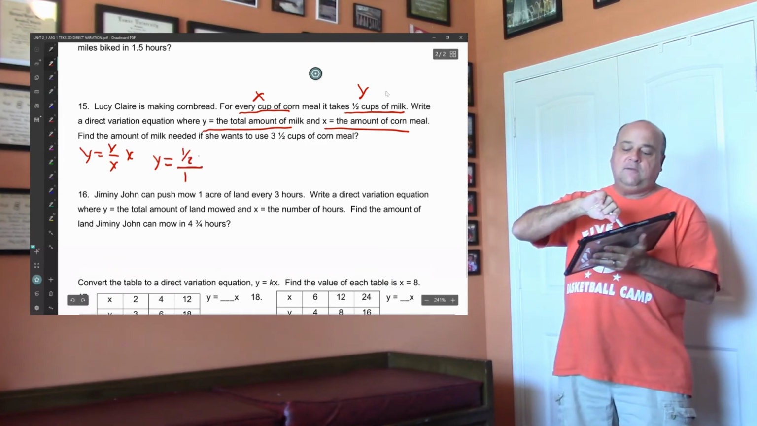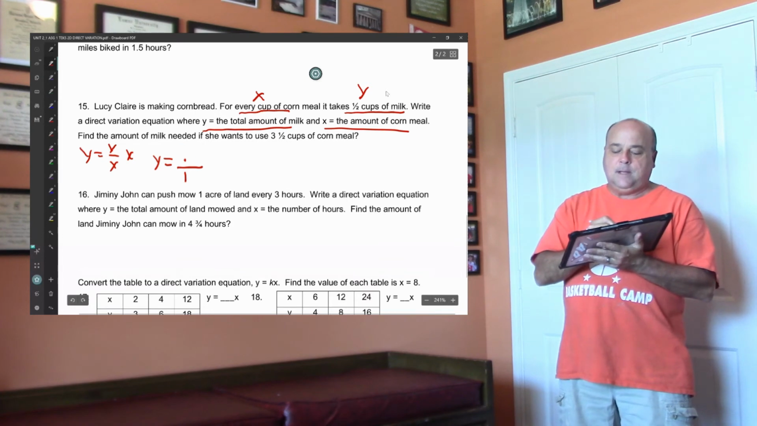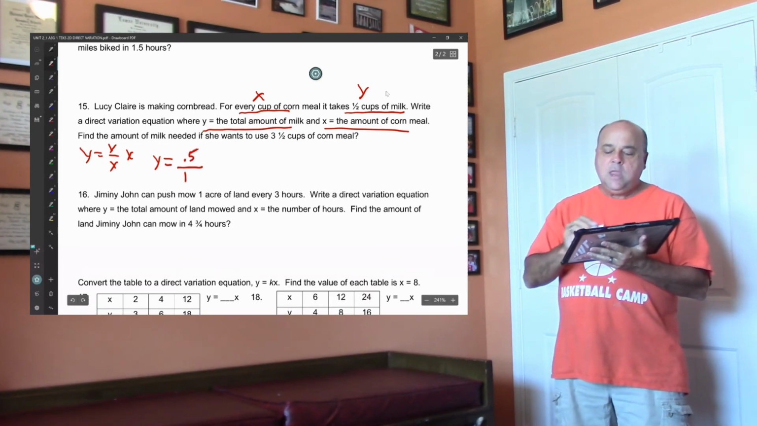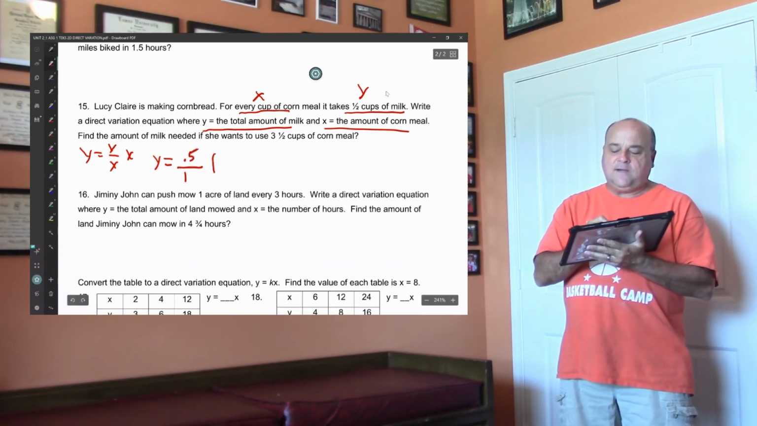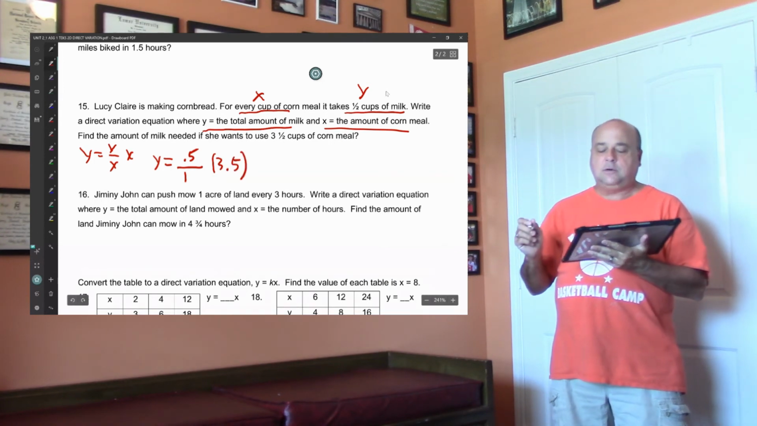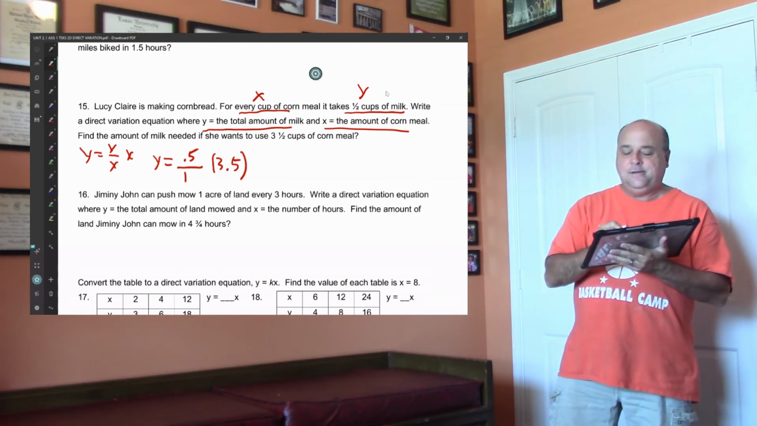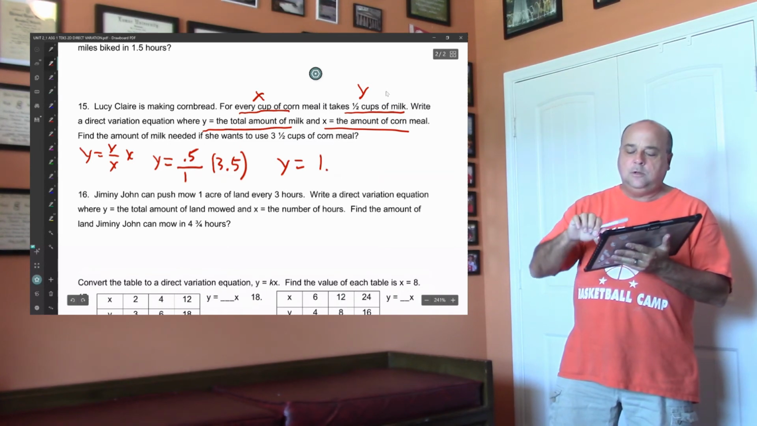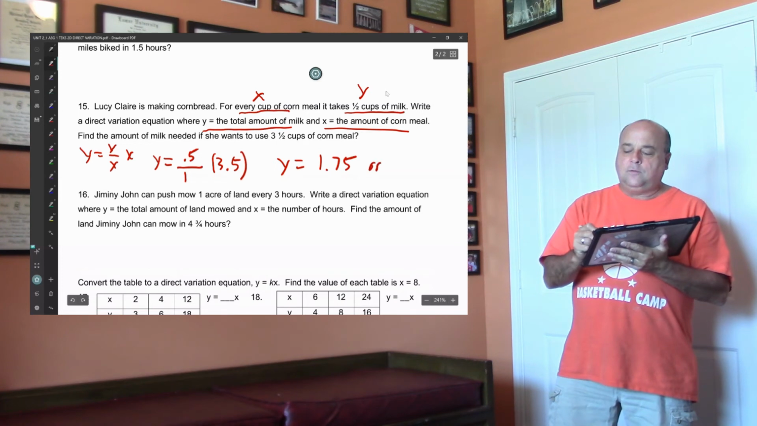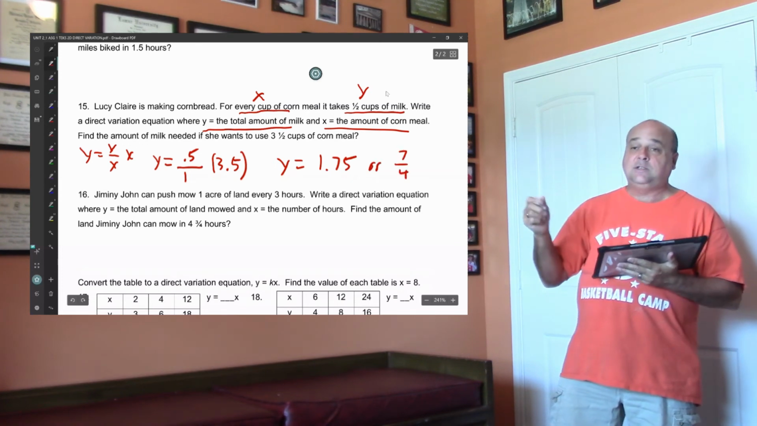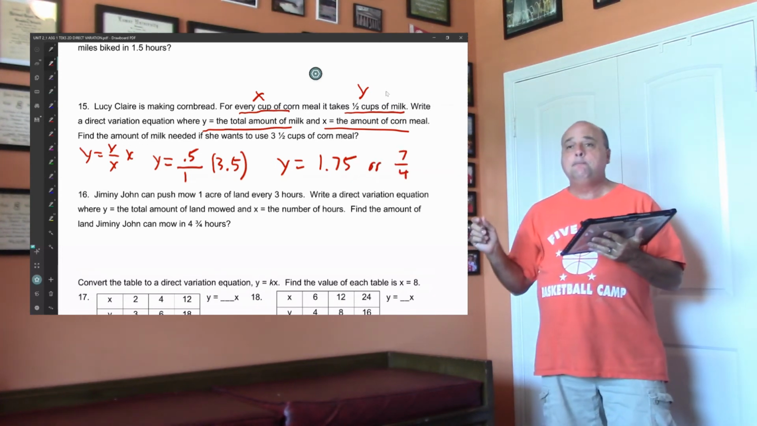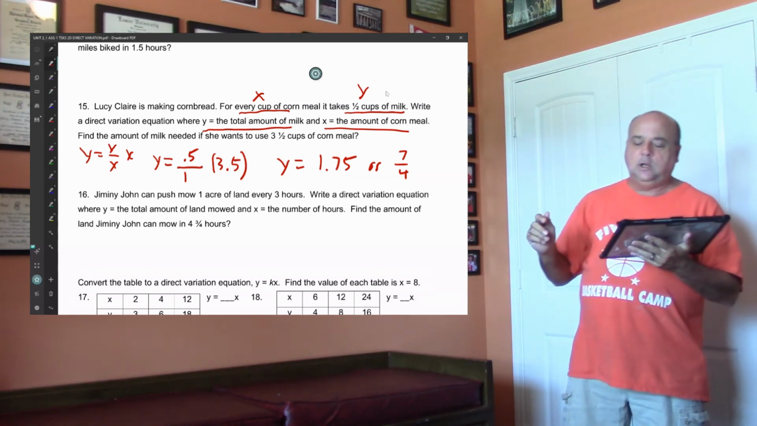You could put 0.5 up here if you wanted to. That might make it simpler, okay? And then we want to get 3.5 cups of cornmeal, right? Which is going to be our x, right? So basically you're going to do 1/2 times 3.5, and you would get, just punch that in the calculator, you end up with 1 3/4, or 1.75, or 7/4. If you kept it as a fraction, it'd be 7/4, okay? You can turn those into decimals, make it a little bit simpler.